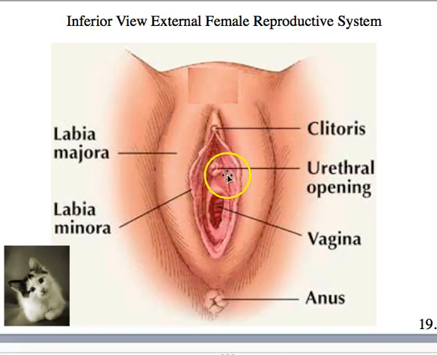The urethral opening is here. That's, again, how you urinate. Usually you never even see it or notice it unless you have a UTI. And then the vaginal opening is here. Again, this whole region is called the vulva. Not Volvo, that's a car.